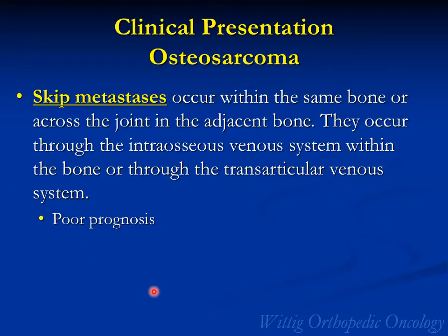So a skip metastasis would be, for instance, a patient having a distal femur osteosarcoma and having a small metastasis in the intertrochanteric area, and no other areas of metastases throughout the body. Theoretically this travels through the venous system intraosseously and forms a metastasis at the proximal end. It's a very poor prognostic sign.